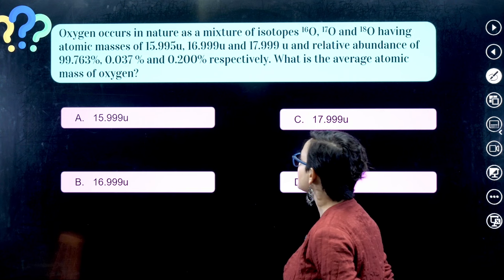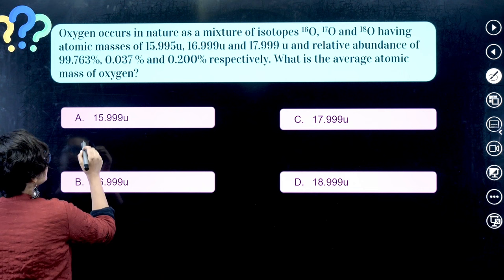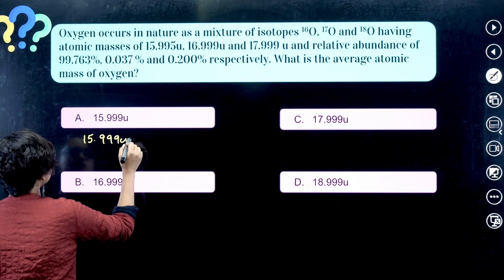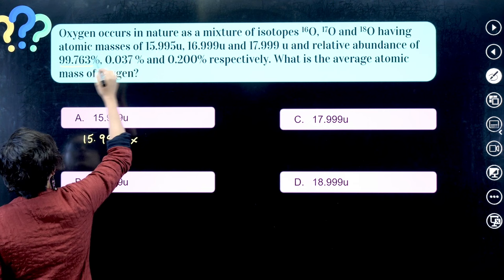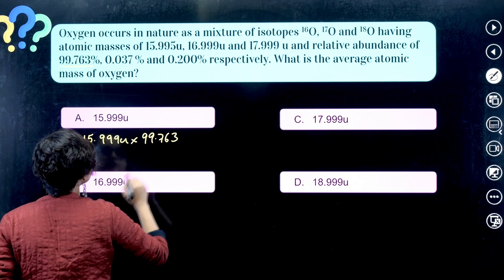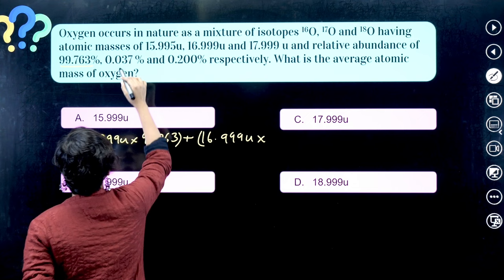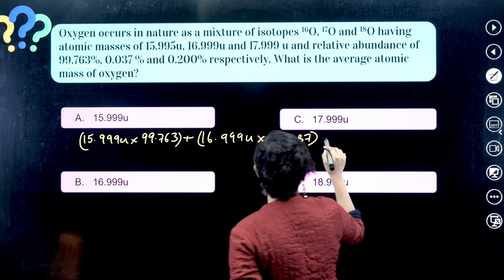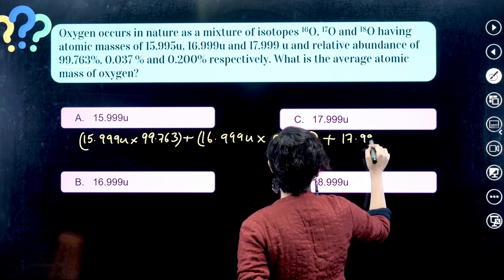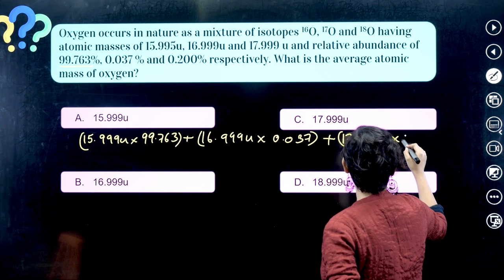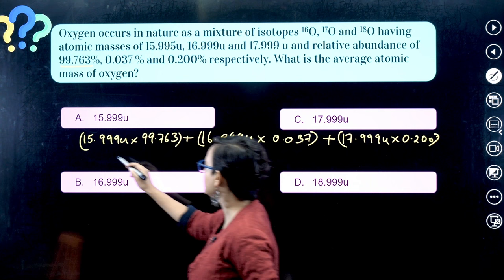Okay, so let's calculate it here. Basically, what you have to do is take 15.995 u multiplied with the abundance, 99.763, plus 16.999 u multiplied with 0.037, plus 17.999 u multiplied with 0.200, then all of them divided by 100. Do this and tell me what is the correct answer.